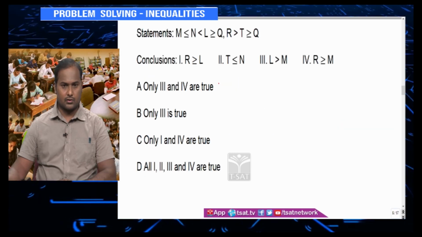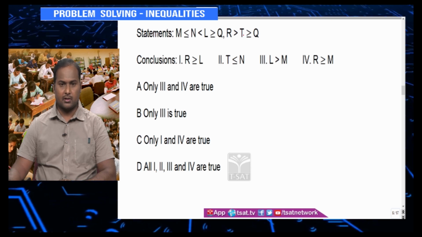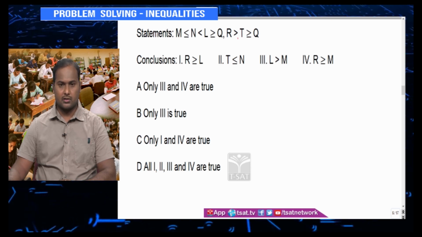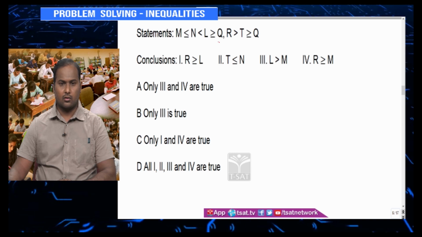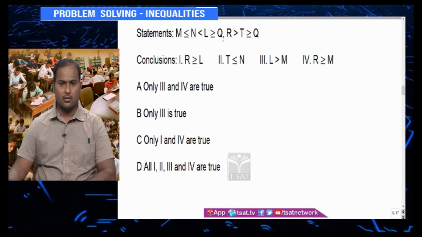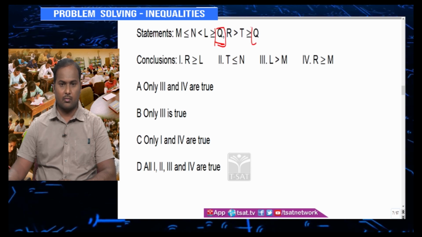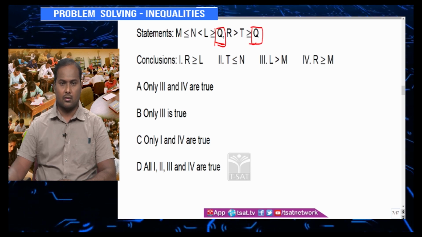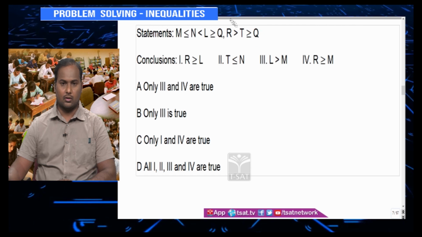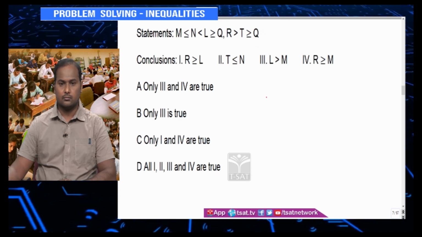See, in this particular question, two statements are given. Whenever two statements are given, you convert the two statements into a single statement. To do that, what is the first thing we need to do? Find out the common. What is the common here? Q is the common. Here also Q is the common. So by taking this common, you convert the two statements into a single statement.